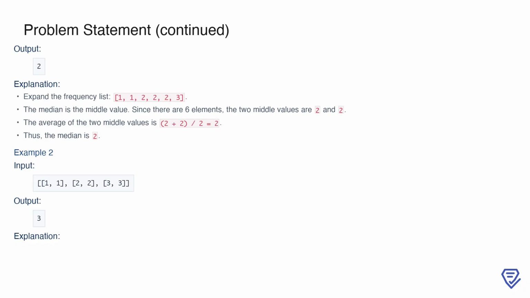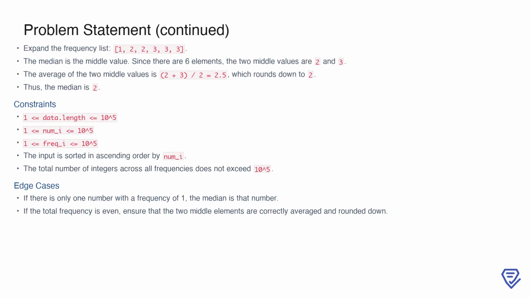Taking the average of these two values gives us (2 + 2) / 2 equals 2. Since the average is already an integer, there's no need to round down. So, the median of this frequency list is 2. Now consider the second example where the input is [1, 1], [2, 2], [3, 3]. Here, the number 1 appears once, the number 2 appears twice, and the number 3 appears 3 times.